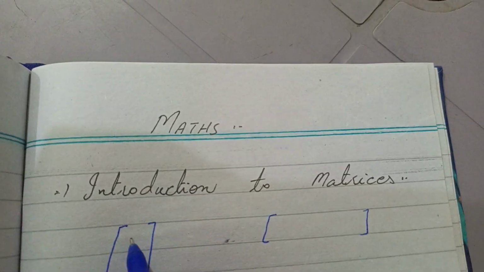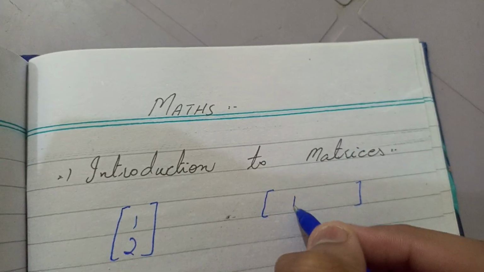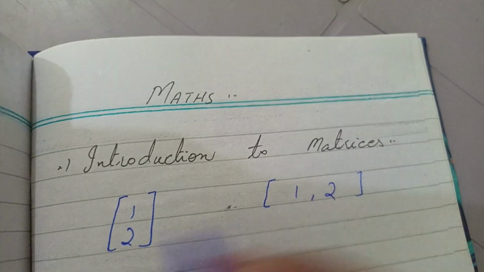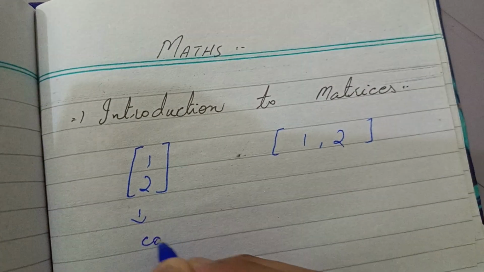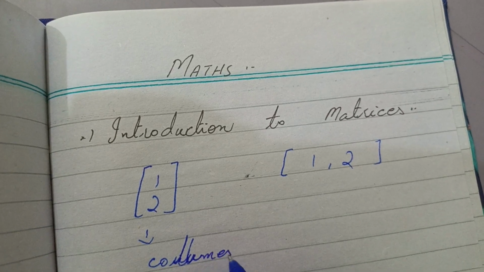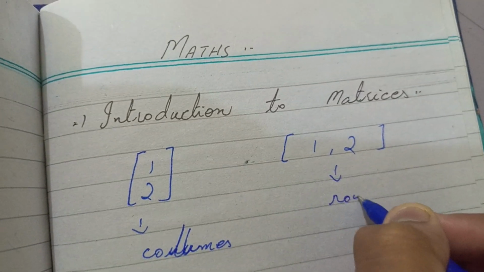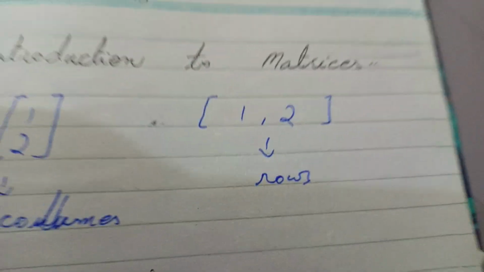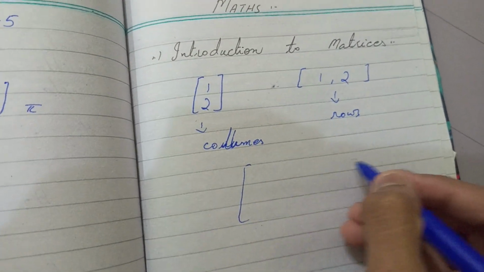For example, you have one here and two, and you have one here and two. These things are called columns, and these are called rows. For example, you can see here, let me show you the example.